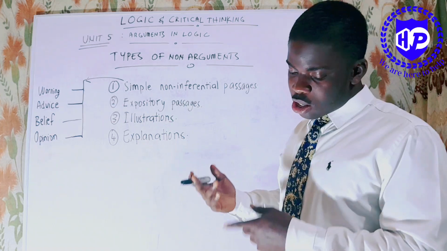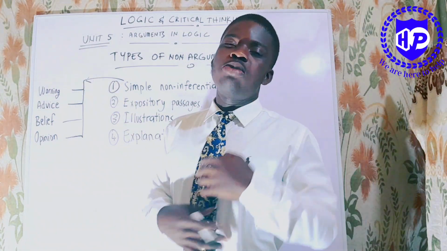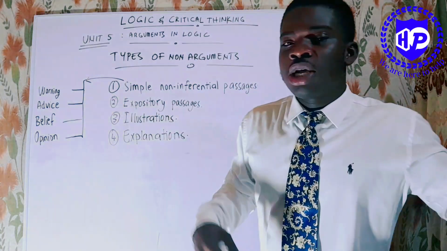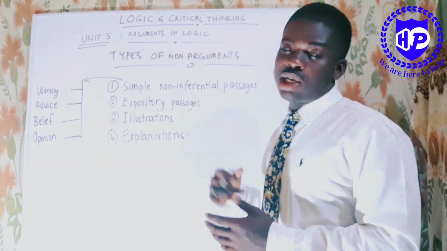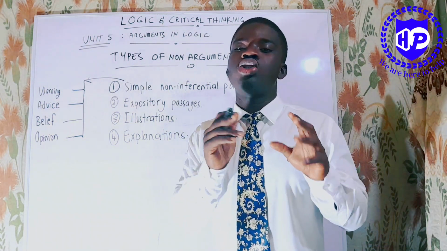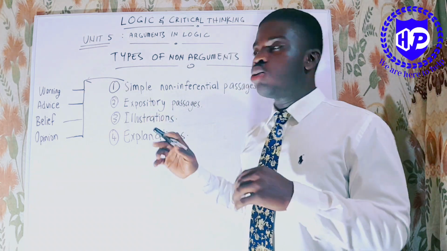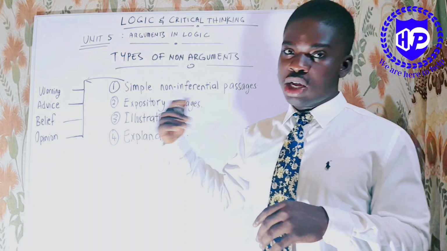So these are non-arguments, right? If I say, I believe in God, it's not an argument. I'm a Christian. It's not an argument, right? The second type are expository passages, and this is mainly demonstrated in academic writing, right? We do this a lot in academic or scholarly writing.